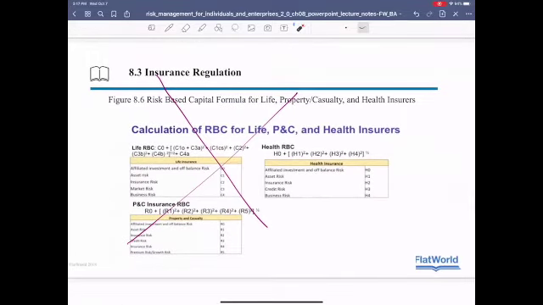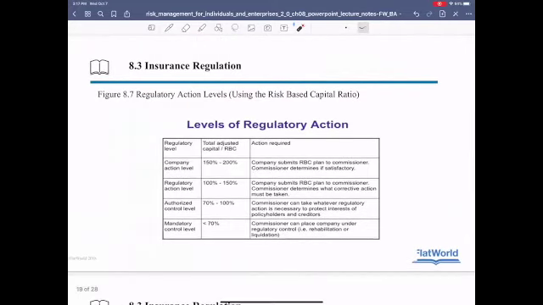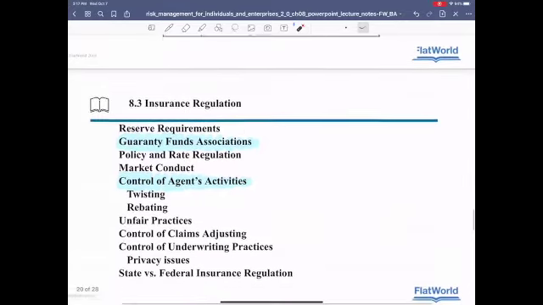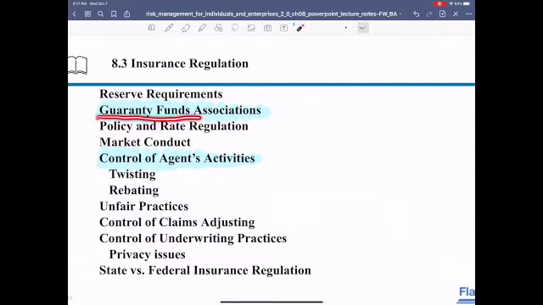Same thing with property, casualty, and health insurance. Everybody has a different level of risk-based capital that they can't exceed, and the insurance department can take action if they aren't where they need to be. If somebody's taking on more risk than they should with their underlying investments, the insurance department will not be happy because they're afraid you're going to go belly up. They don't want you to do that, because if you do, you might trigger the guarantee fund to kick in.